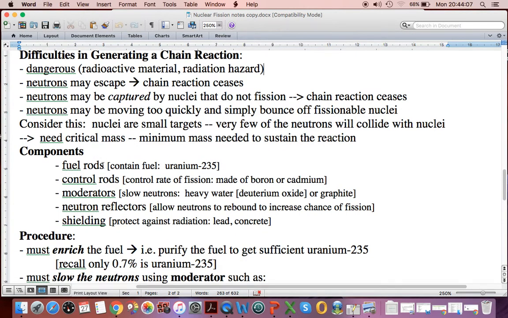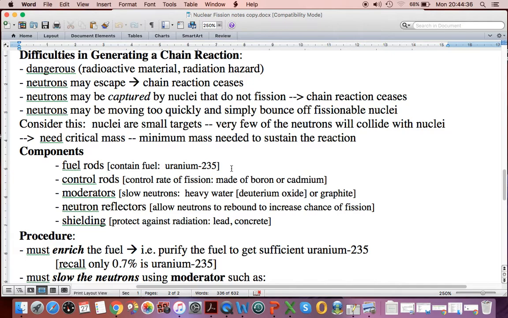So we have the fuel rods, control rods, moderators, neutron reflectors, and shielding. Fuel rods are rods that are simply made of uranium-235, and robots will lower them into what's like a large swimming pool filled with something we'll see called heavy water. In that swimming pool, we're going to have control rods. Why do we have control rods? Well, we have to control the rate of fission. We don't want to go too quickly or too slowly.